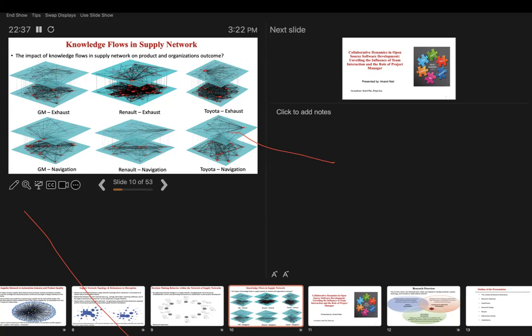So exhaust is just the exhaust of the car. Of that specific brand, yeah. It's about 25, 30 years worth of data. So it's panel data.